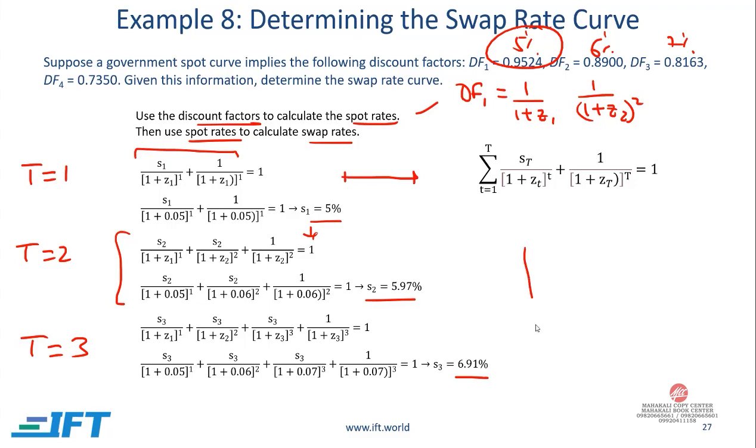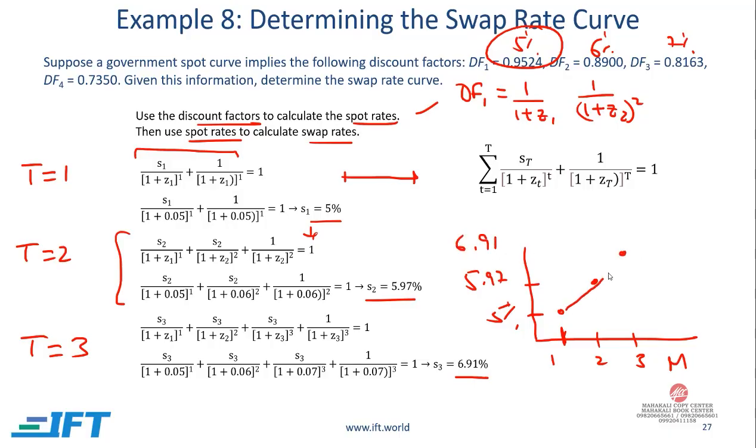And then from this information, we can come up with the swap curve. So we have different maturities over here. In our example, we have 1, 2, 3, and then for each maturity, we have a swap rate. So for the 1-year maturity, we have 5%. For the 2-year maturity, we have 5.97. So that's this. And 3-year maturity, we have 6.91. So this is our swap curve.